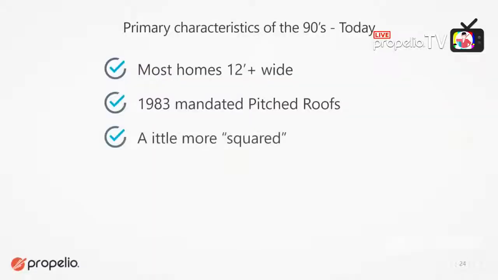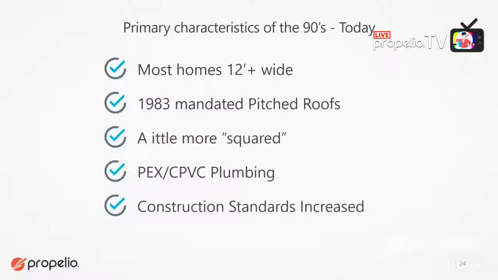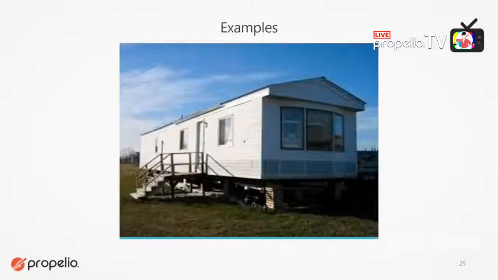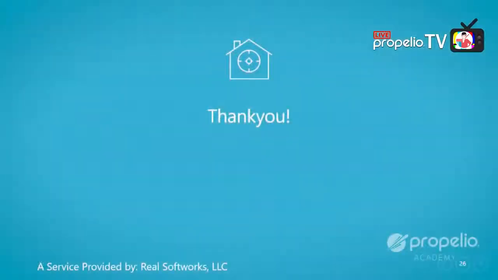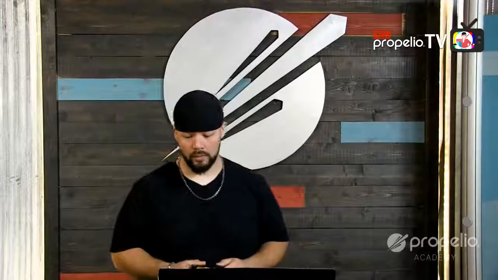All right. So primary characteristics, 12 plus wide, pitched roofs, a little more squared. PEX, you get into the 90s and 2000s, you'll see a lot more PEX. They got rid of the Quest, and you'll see a lot more CPVC. CPVC looks similar to PVC, except it's not white. It's kind of a beige yellow. It's not bright yellow. It's kind of like a creamy colored tan. So that's CPVC, and the construction standards just increase as we continue moving further and further along. What I would anticipate being a 2000 plus built home. And that's overall what we're looking at there.